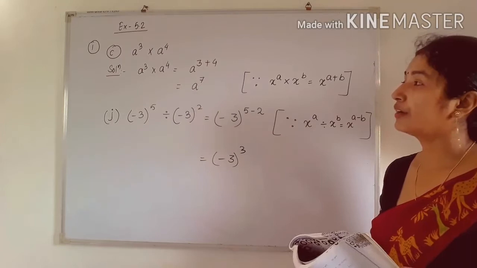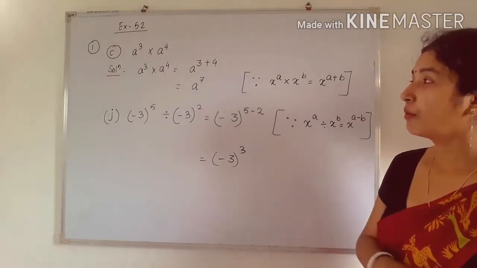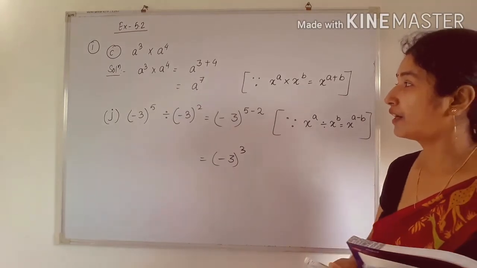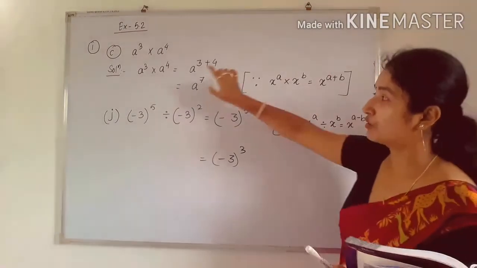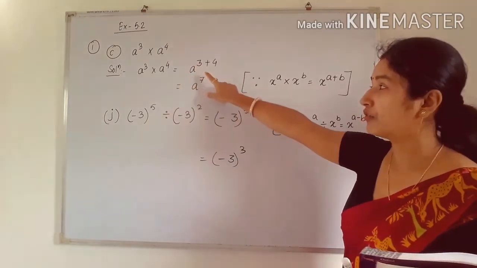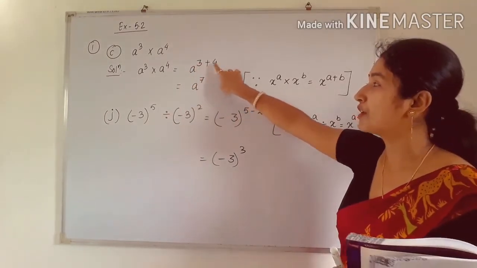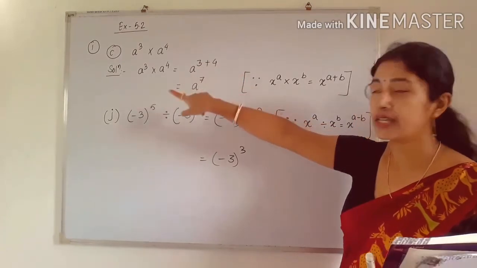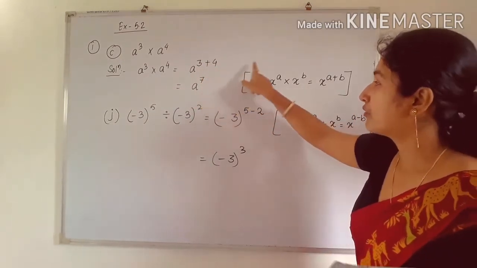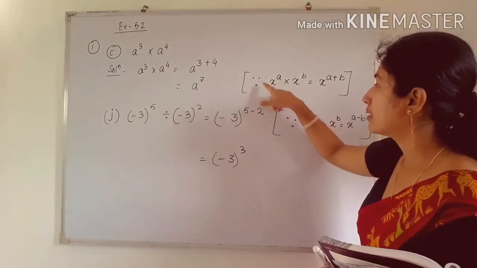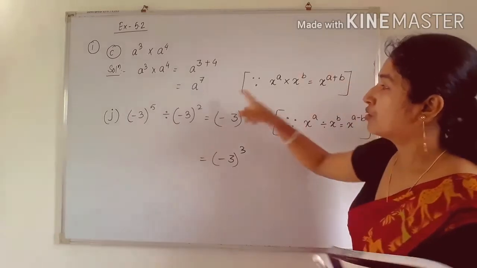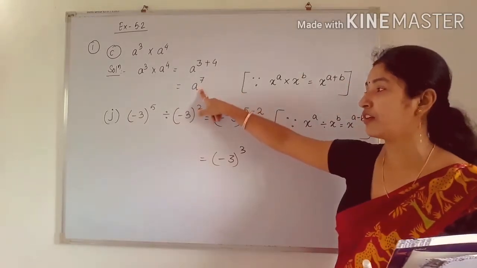So question number 1, part C, a to the power 3 into a to the power 4 is equal to... we can write the solution like this: a to the power 3 into a to the power 4. We are applying the first law, so a to the power 3 plus 4. Because the base is the same and the powers are different, we can add the powers. So you have to write here that since x to the power a into x to the power b is equal to x to the power a plus b. So the final answer will be a to the power 7.